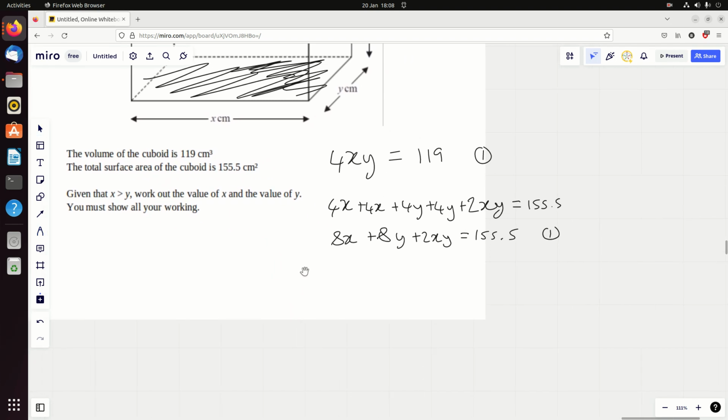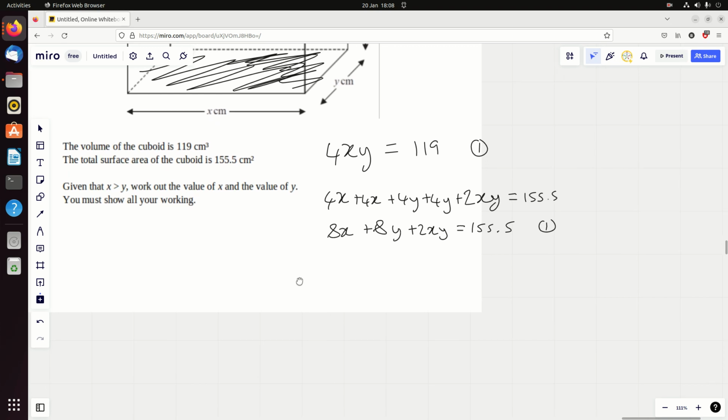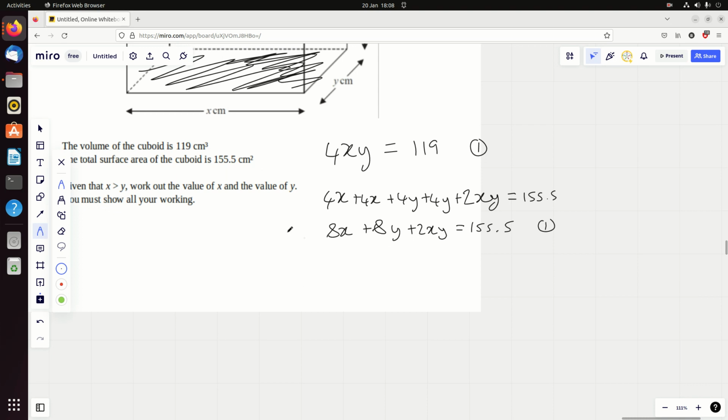Now, the third mark is much harder. But what do we need to do here? Ultimately, I think most of my students realised it's going to turn into a quadratic. It's just very few knew how to turn it into a quadratic. Well, we need a quadratic in one variable, so we need to get rid of another variable. Now, y is 119 over 4x. If I just plug that in there, and in there, then I would have got rid of the y's.